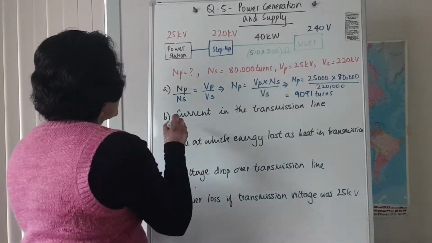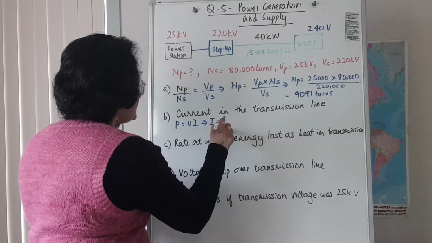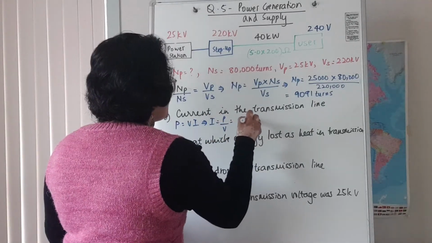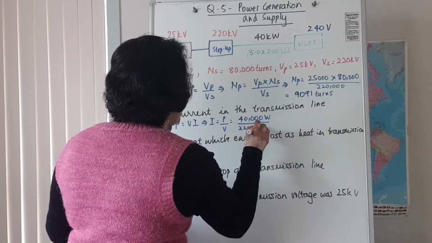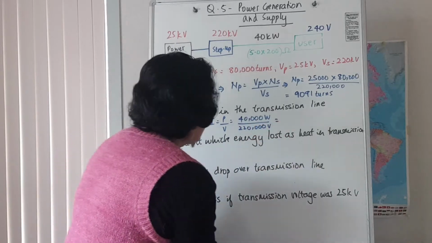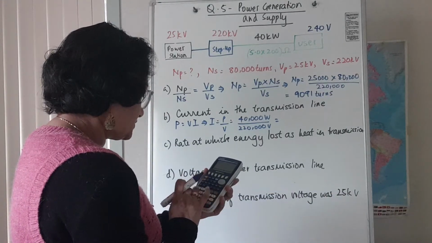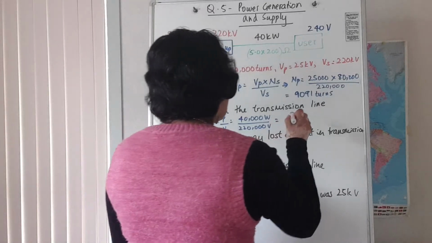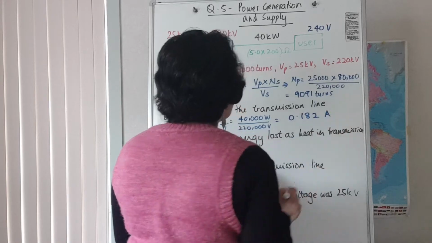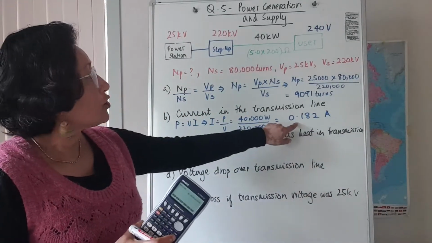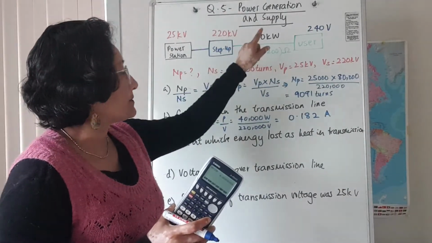So for this one we're going to use P equals V times I, or current is power divided by voltage. Your power is 40,000 watts. Your transmission voltage is 220,000 volts. So when you divide 40,000 by 220,000, you get a very small current, which is 0.182 if you want three significant figures, amps. So in the overhead transmission lines, the current is very small, but the voltage is very high, so you get the same power.